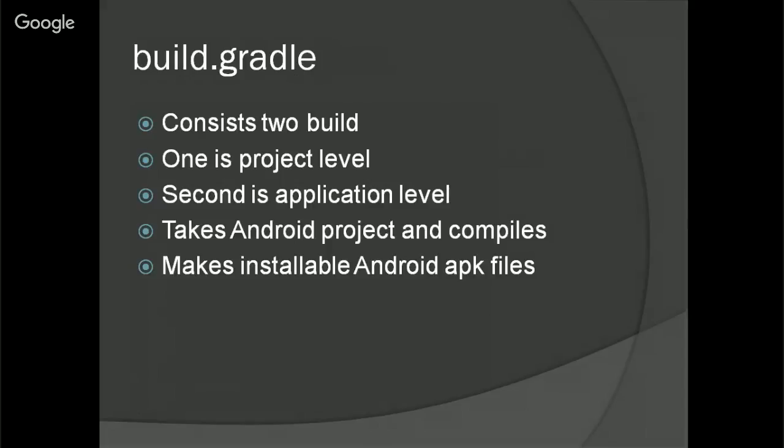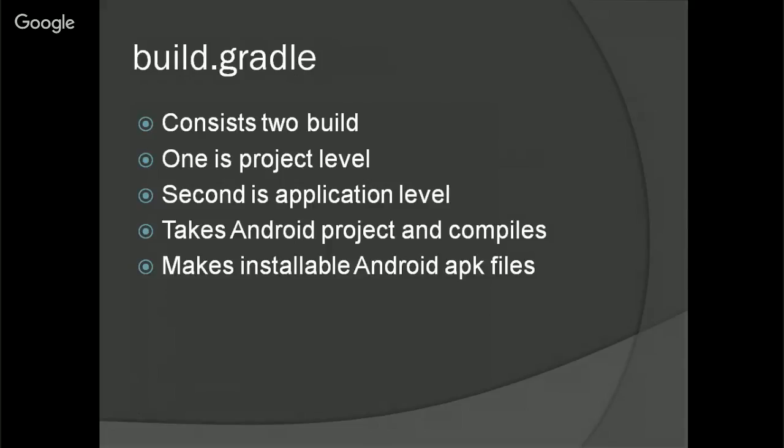It takes Android projects and compiles them. So once the project level and application levels are controlled, they can be compiled now, and with the help of build.gradle, the successful compilation of the project will make its installation file, which will be the Android application file, the Android APK file, which can be installed on our Android system. So an Android device needs the perfectly compiled projects, which can be developed with the help of build.gradle.